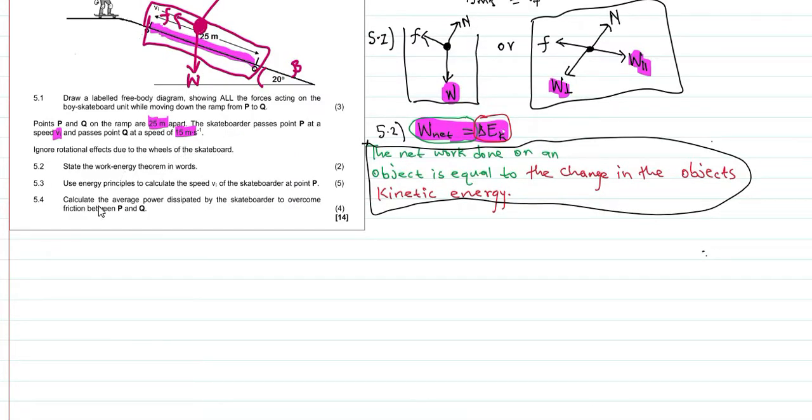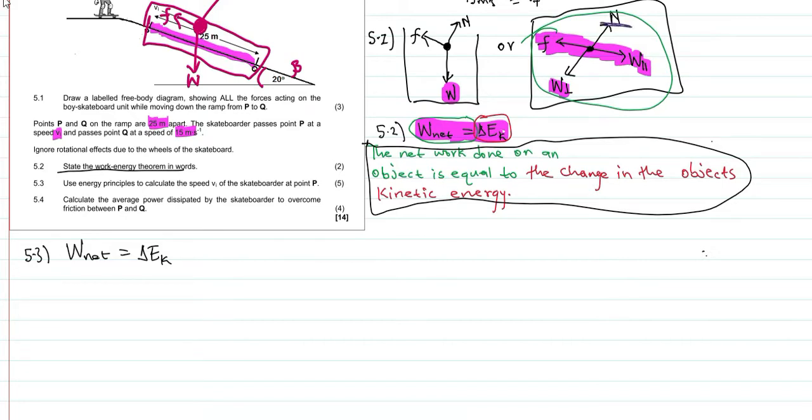5.3. Use energy principles to calculate the speed V initial of the skateboarder at point P. So according to the work energy theorem, we need to know the forces that are on the object. So we are going to use this free body diagram. In this free body diagram, we are only going to consider the forces that are doing work on the object, which are these forces. Perpendicular forces do no work. Hence, the normal force and the perpendicular weight are not going to be included.